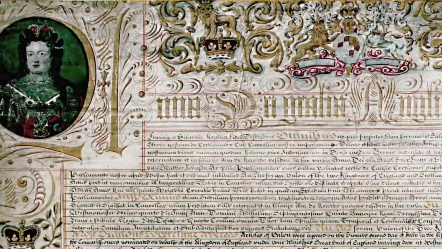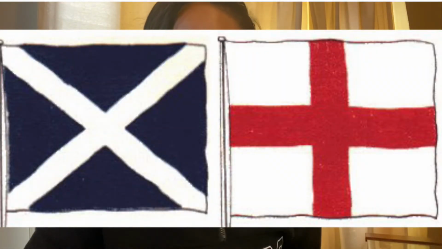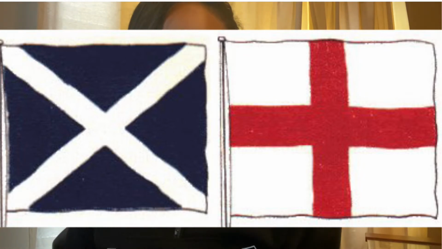Now we're getting a little bit older. In 1707, the Union with England Act occurred. This act was passed by the Parliament of Scotland. This led to the creation of the United Kingdom of Great Britain on May 1st, 1707. This was known as the most successful act of union in history.